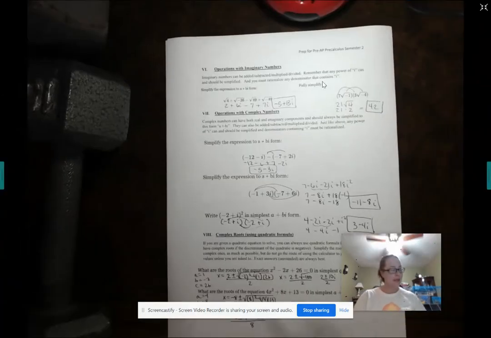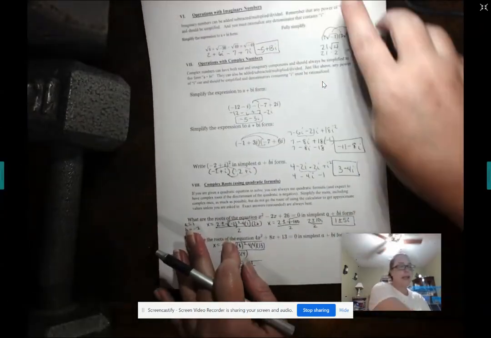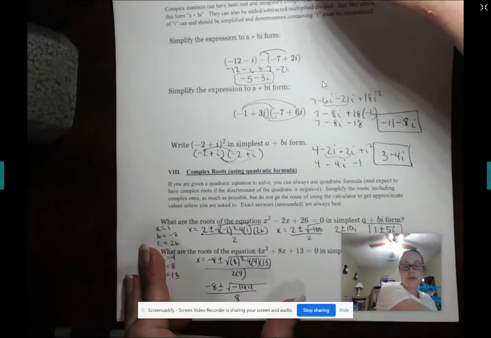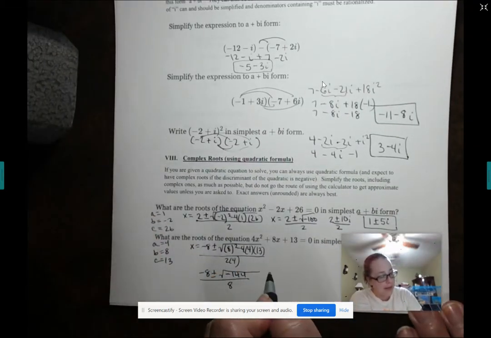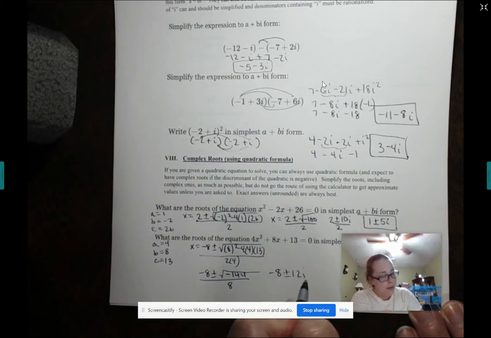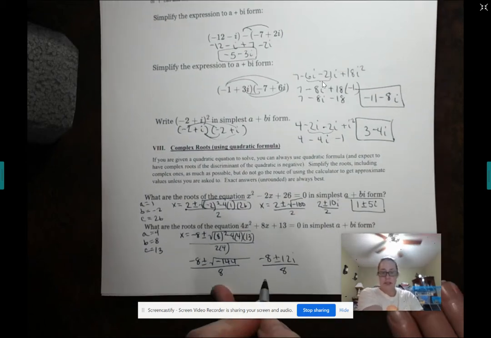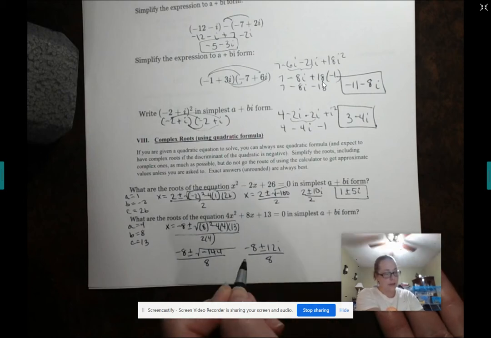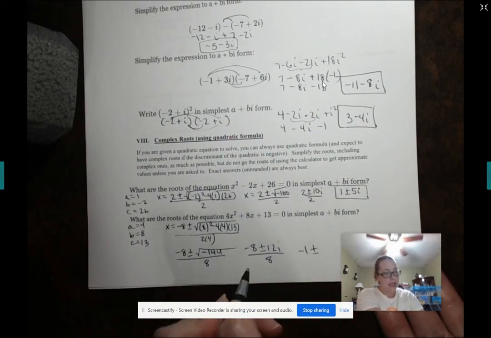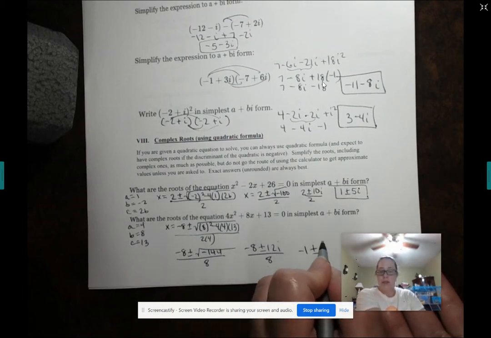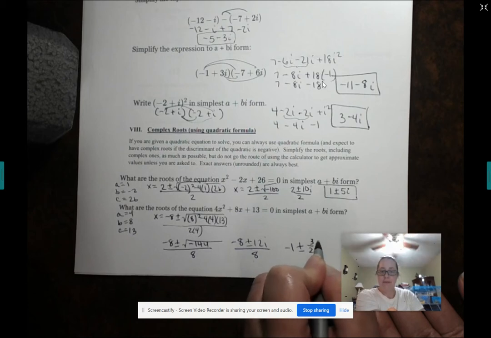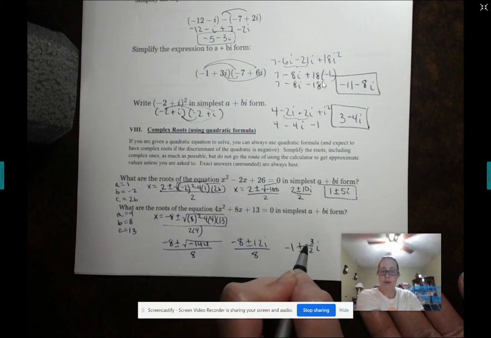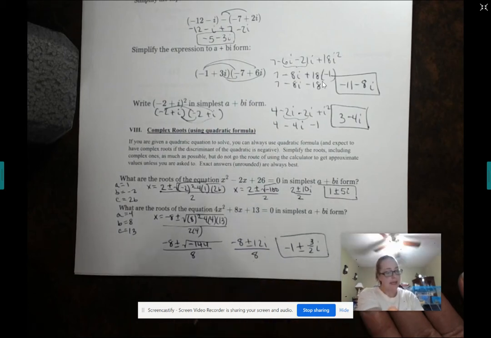There we go. Okay. So I can totally simplify this negative square root of negative 144. That would be 12i over 8. I can reduce this. Negative 8 over 8 is negative 1. 12i over 8 reduces to 3/2 i, right? 12 over 8 reduces to 3 over 2. And this is my solution.